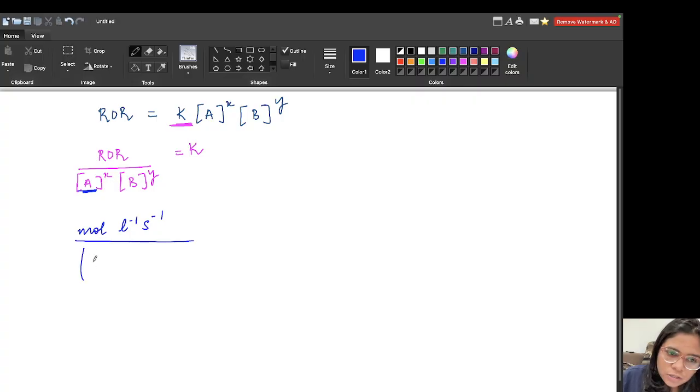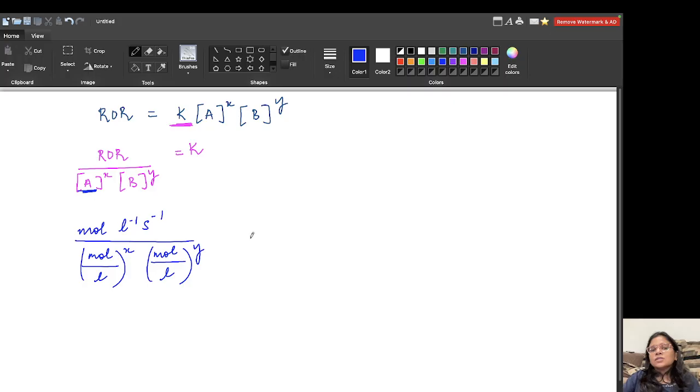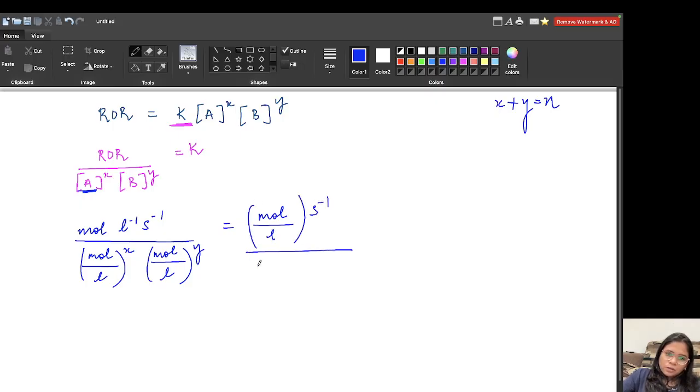Concentration unit only, right? So it will be moles per liter raised to the power of x and moles per liter raised to the power of y. Now just see the denominator, and we know from the previous lecture also that x plus y equals n, that is your order of reaction. So I can write it like this also: moles per liter second inverse upon moles per liter to the power n.